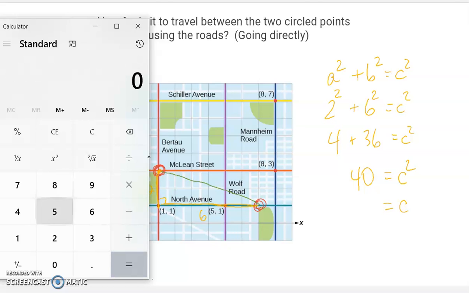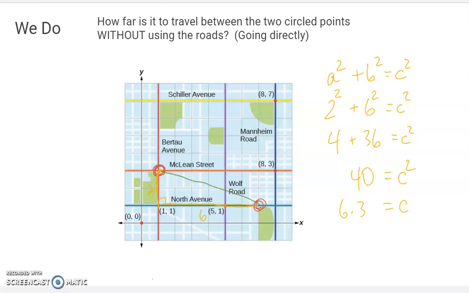Did I do that right? Didn't feel like I did that right. Square root of 40. Yep, I did. A little more, about 6 1/3. Slightly less than 6 1/3. 6.32, we'll say, approximately, since I rounded it.